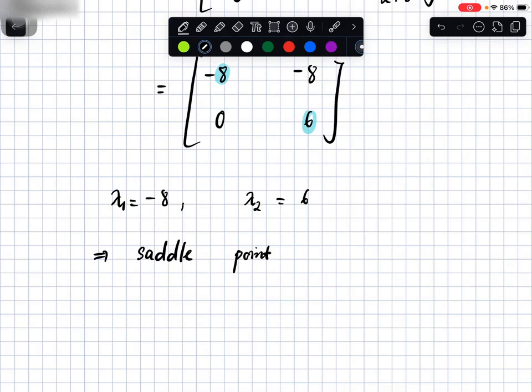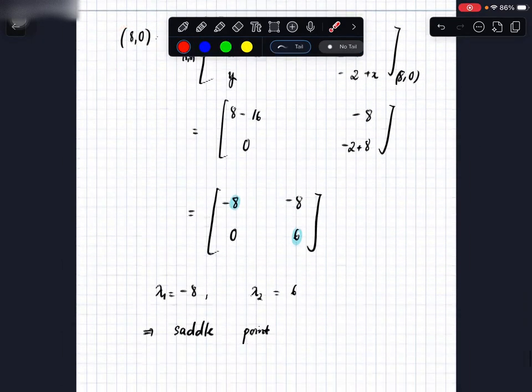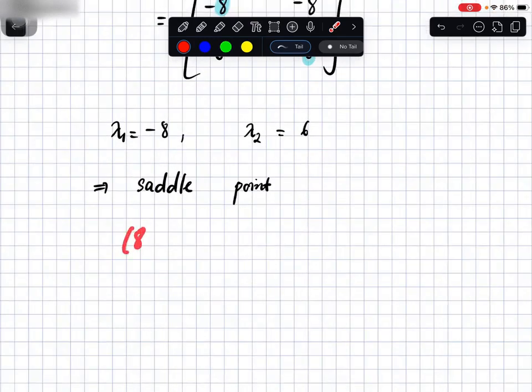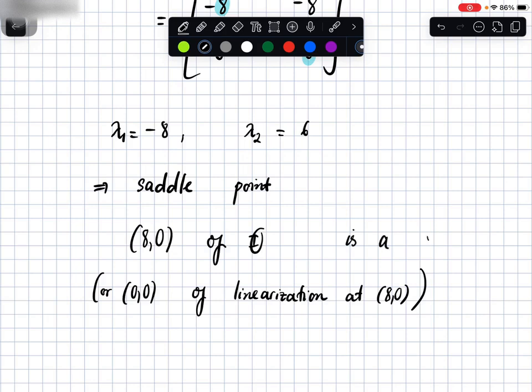So the critical point (0, 0) of the linearized system, the linearization at (8, 0) of the original system, is a saddle point.